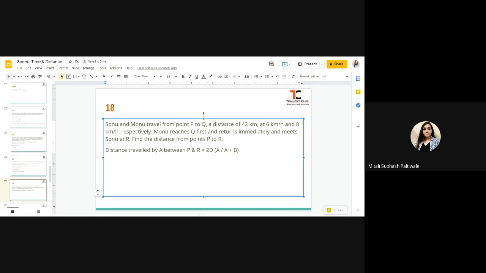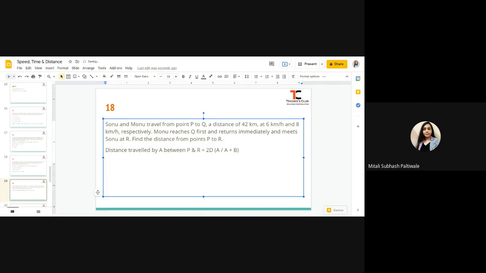Okay. Now, look at this. Distance traveled by A. That means Sonu. See, there are two different people, so we cannot go with the same formula. So we have to consider that one person is traveling to the same point, and another person is also traveling. Look at this, Sonu and Monu both are there. Okay, so let's get on to this.